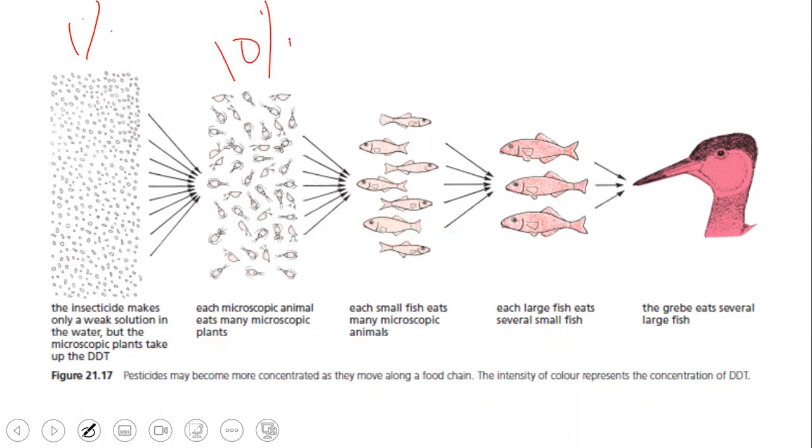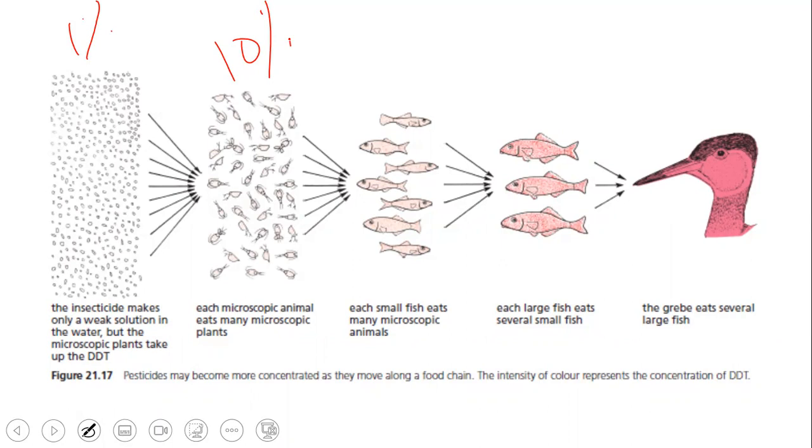That prawn was eaten by fish. Each fish was eating 10 prawns. So that DDT concentration again increased. Then the small fish was eaten by the big fish. Each big fish was eating 10 small fishes. So again, since the big fish is eating 10 small fishes, the concentration of DDT in the big fish has increased. And that big fish was eaten by a bird. One bird is eating 10 big fishes. So the amount of DDT that is going in the bird is huge.